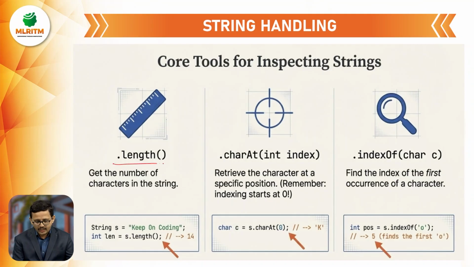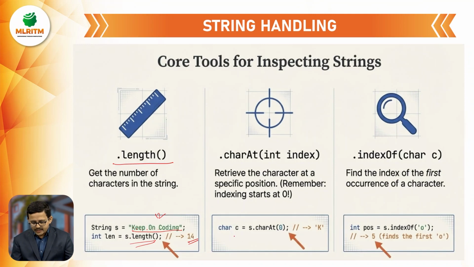For example, we have dot length. So what does the length of a string mean? Length of a string means the number of characters present in the string. So we get the number of characters in the string. Say "keep on coding" is there, s.length. If you count them, 1 2 3 4 5 6 7 8 9 10 11 12 13 14. Okay, so you have 12 alphabets, but 2 blank spaces are also considered characters of the string. So that is why, although we have 12 alphabets in "keep on coding", the length of the string is 14. That is a thing we have to keep in mind.